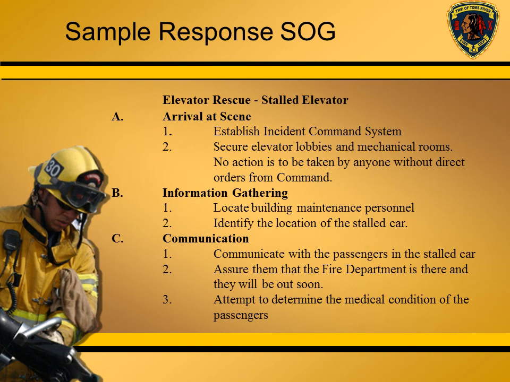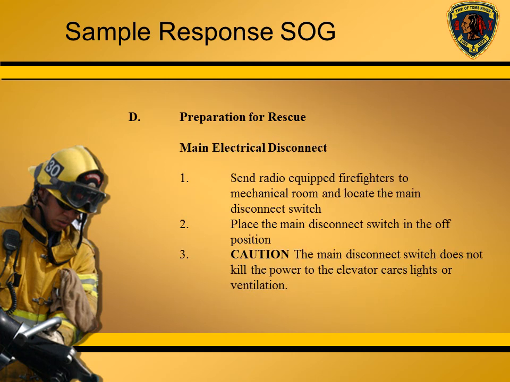Here is a sample SOG for response to an elevator emergency. Arrive at the scene, establish a command system, secure the elevator lobby, locate building maintenance personnel, identify the location of the stalled car, communicate with the passengers of the stalled car, assure them the fire department is there and they will be out soon. Attempt to determine if there is a medical condition inside the car. Send firefighters to the mechanical room, disconnect the power.